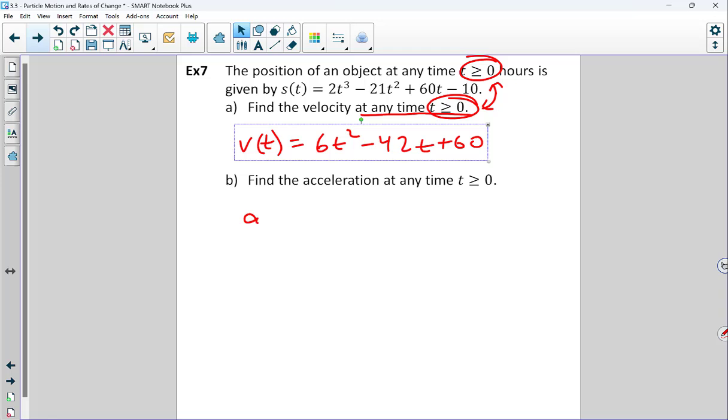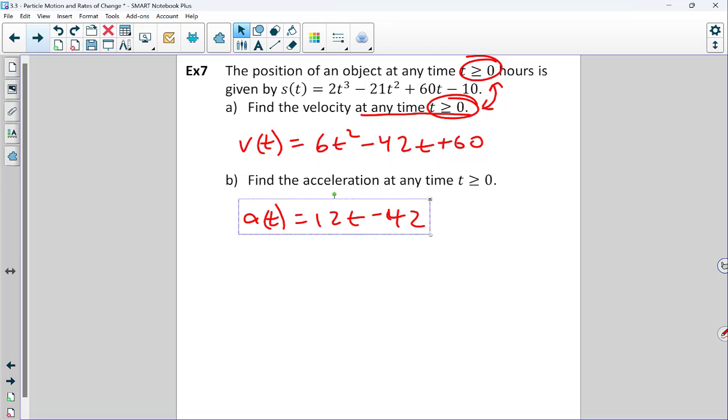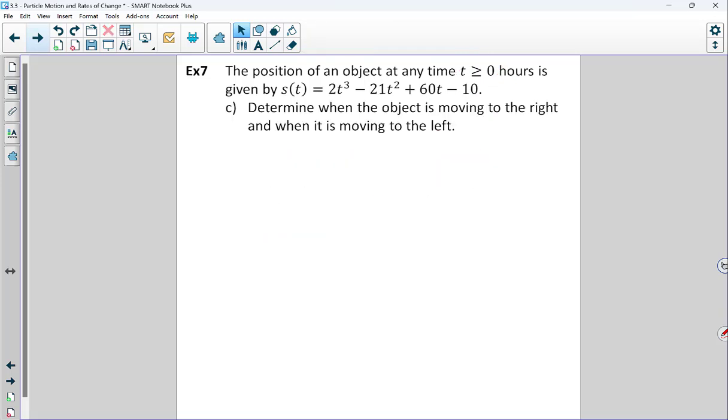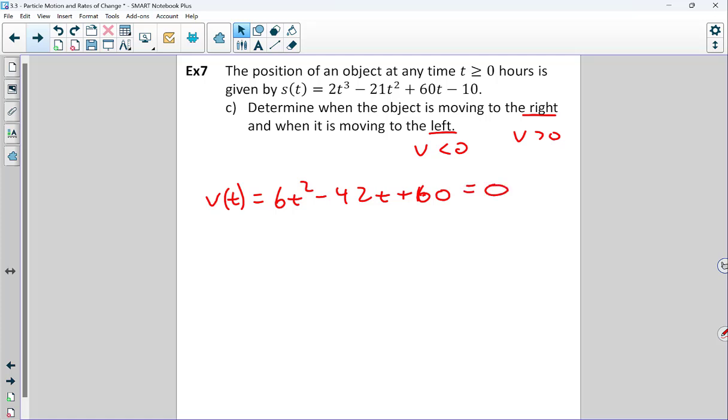And then for the acceleration would be 12t minus 42. Final answer. Part C, determine when the object is moving to the right or moving to the left. So moving to the right, v is positive. Moving to the left, v is negative. So let's use our velocity function, which we just got on the previous part, and do a sign chart. Be less than 0. So set this equal to 0.